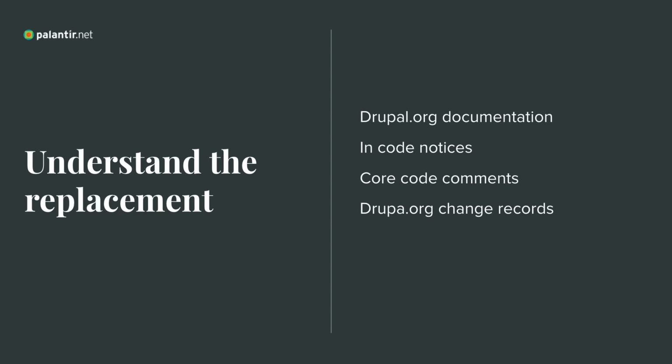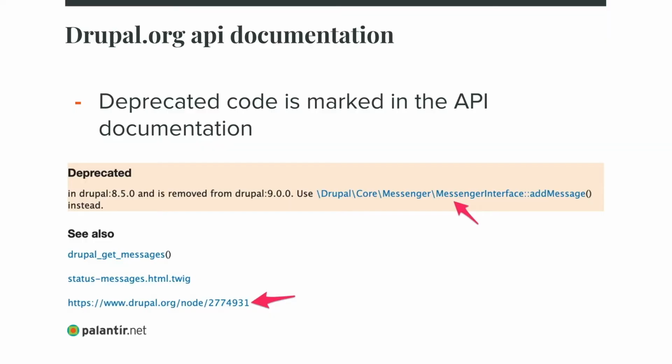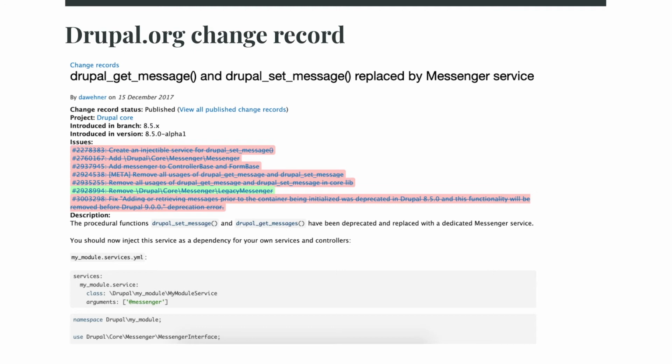Once you've identified those issues, you're going to need to understand the replacements that you need to make. So the first place you might start is Drupal.org itself. In the API documentation, Drupal.org will often put a message that says, hey, this thing has a deprecation in it, or the method is deprecated itself. Under the See Also, it'll usually list a Drupal.org node page, and that node page is usually the change record.